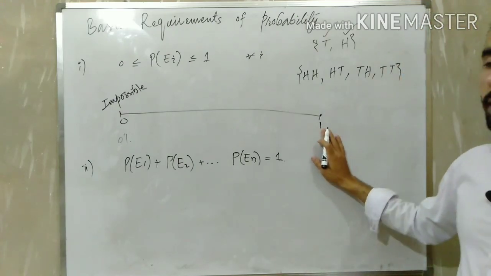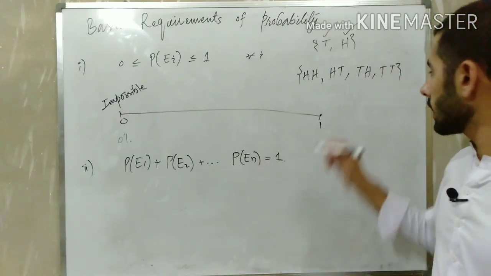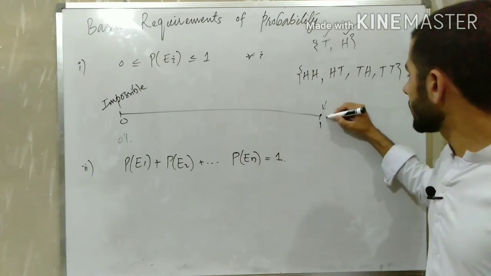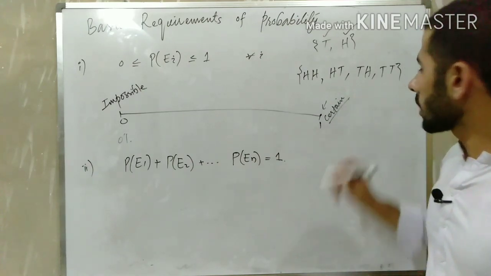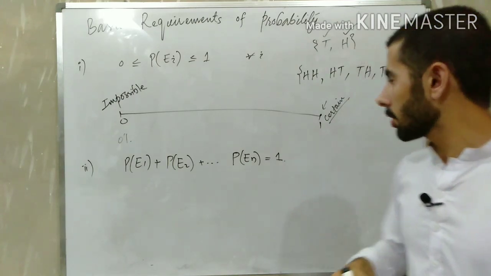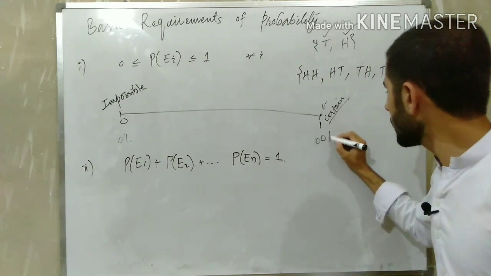Similarly, for something that is really sure, that is really certain, we have the probability to be exactly 1. So something that is 100% sure, something that is completely sure to happen.